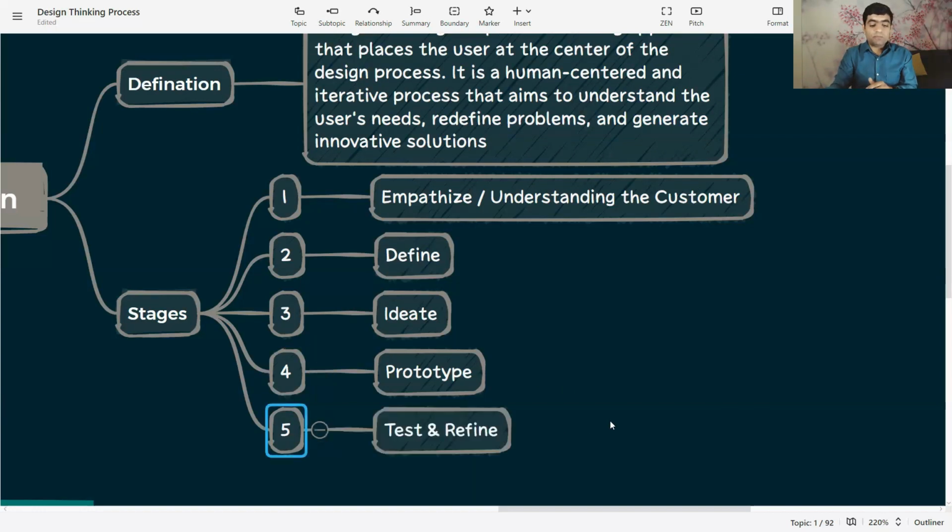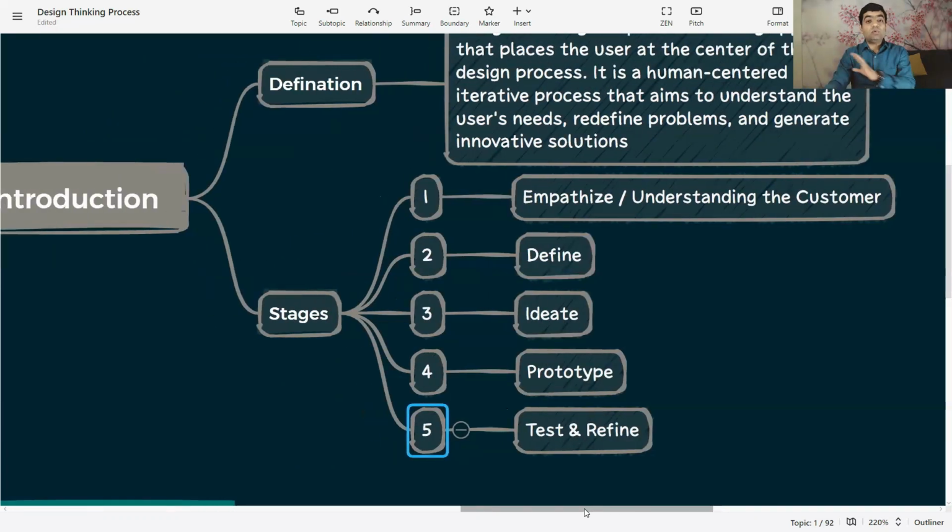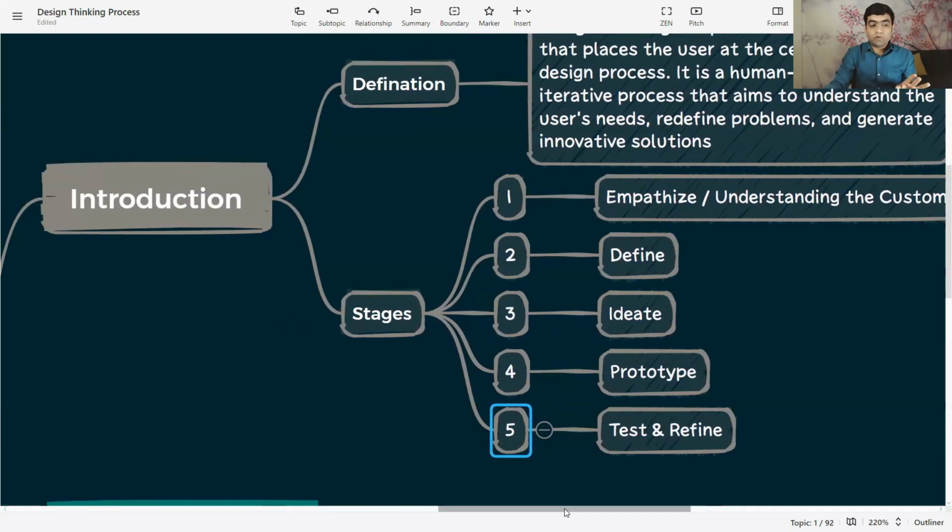And the 5th stage is test and refine. Once you create a prototype, do multiple tests and based on the test results, refine that product. You can test those products with the help of end customers also. Contact the end customer and take their feedback on the prototype you have created, and again refine your model. So these are the 5 important stages of the design thinking process and it is used in every industry.